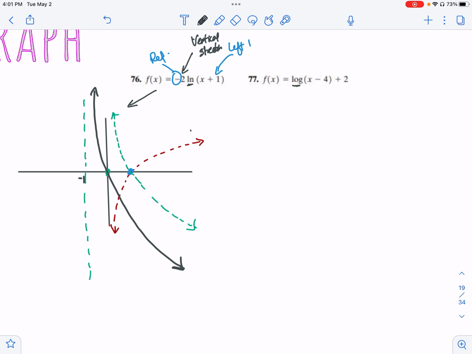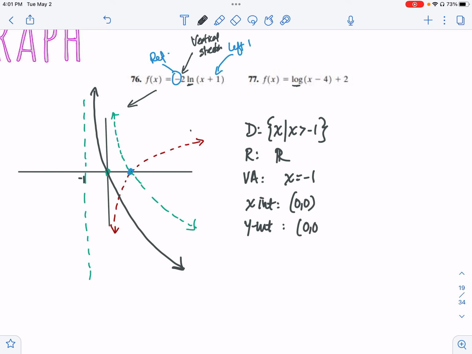Okay, this is -1. So the black graph is the actual graph after reflection, stretching, and moving left 1. So if I were to list the domain of this, domain is x, where x is greater than -1, because the graph has scooted to the left. Range still stays as all real numbers. Our vertical asymptote, which generally is the y-axis, also has scooted to the left. The x-intercept also moved to the left 1, so now it's at the origin. And the y-intercept happens to be the same in this case. Obviously, it changes with every situation. So here's a transformation graph, one example of it.